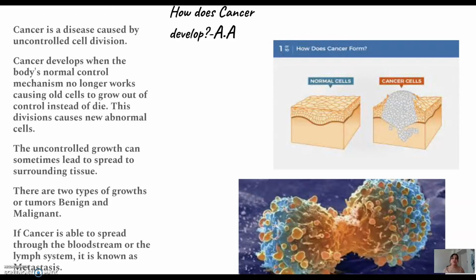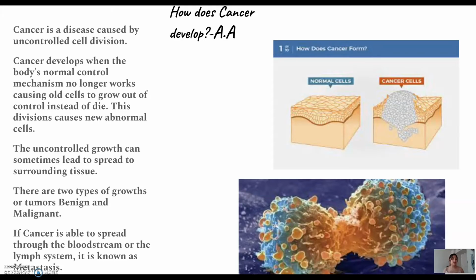The uncontrolled growth can sometimes lead to the spread to surrounding tissues, which is also known as malignant tumors. Benign tumors are non-cancerous and can be removed. If cancer is able to spread through the bloodstream or the lymph system, it is known as metastasis. There are 5 main categories of cancer.